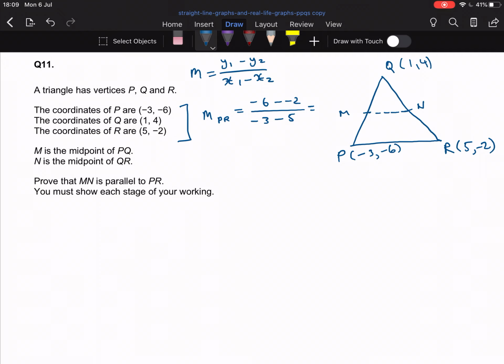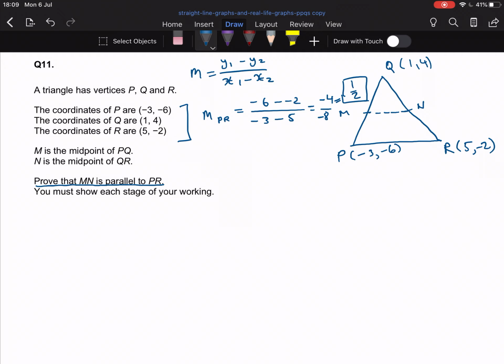So I'm going to try to simplify that here. -6 plus 2 is -4. -3 minus 5 is -8. And if I simplify that to get a nice straightforward answer, that is just equal to 1/2. So I know I'm expecting the gradient of MN to also be 1/2, because it says prove that they're parallel. That means they have to be parallel. I have to get the same answer.